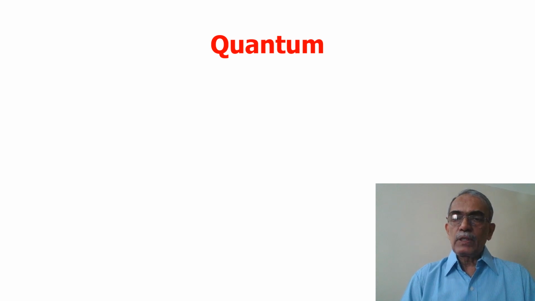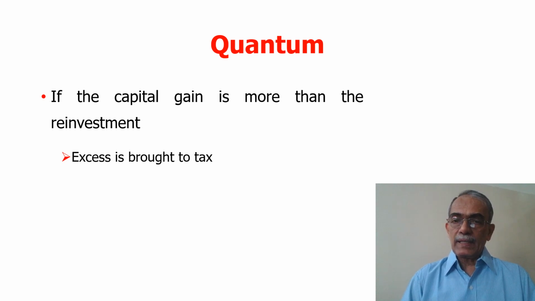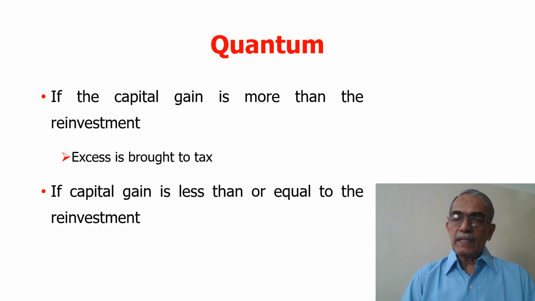Now, the quantum of the exemption would be the amount of capital gain that is invested in the new asset or new house. So if the capital gain is more than the reinvestment, then the excess amount is brought to tax. For example, capital gains are 30 lakhs. I reinvest in another house for 25 lakhs. So the balance 5 lakhs is taxed as capital gains. On the other hand, if the capital gain is either less than or equal to the reinvestment made, then obviously there will be no capital gains.